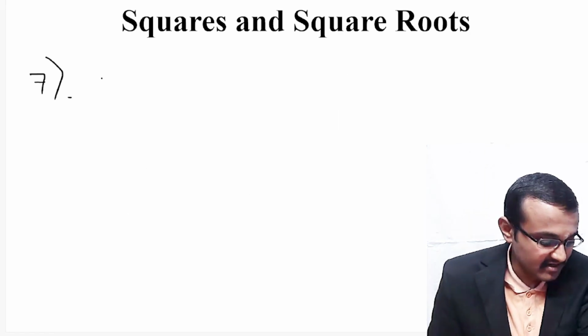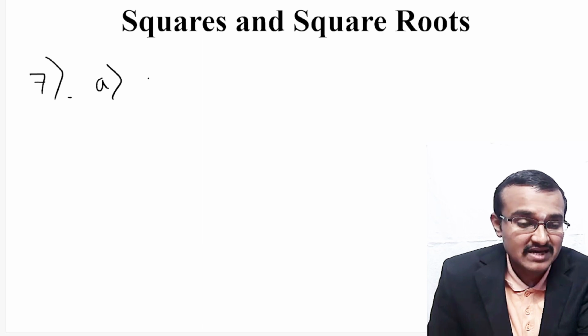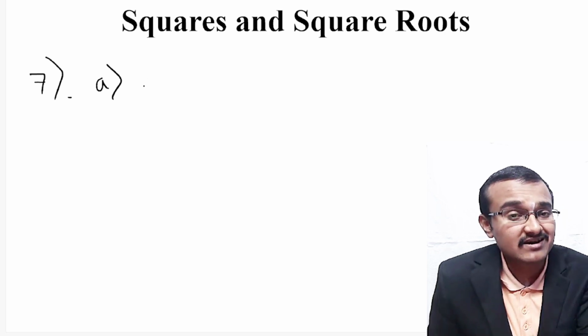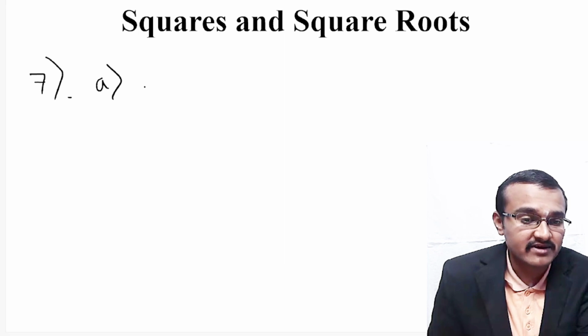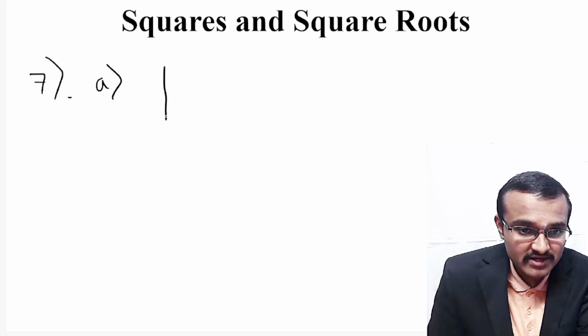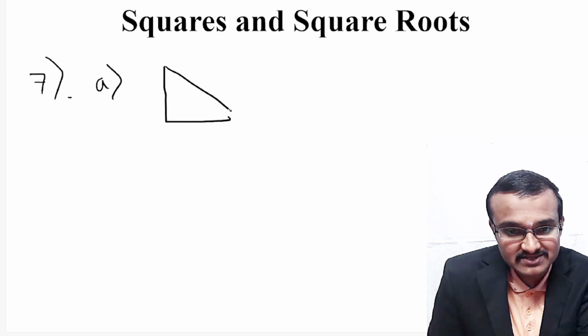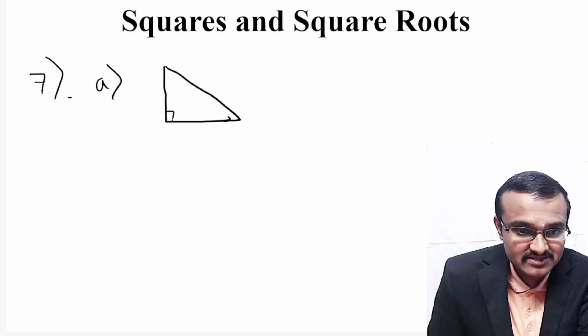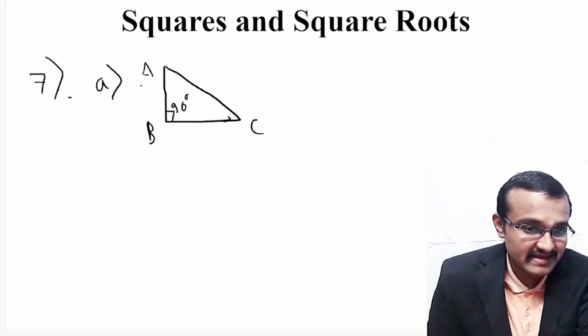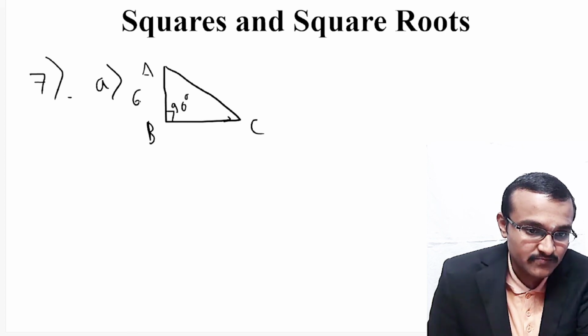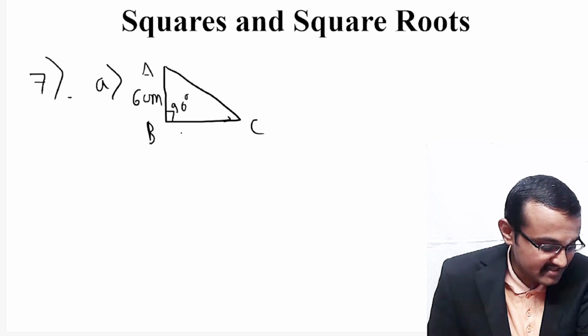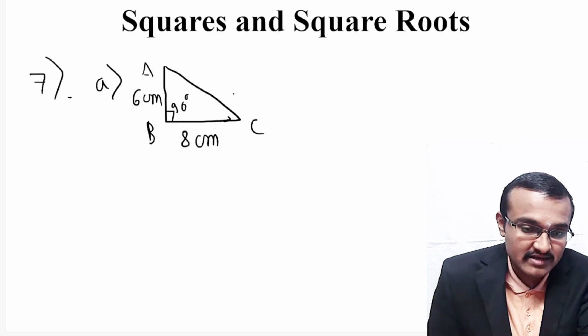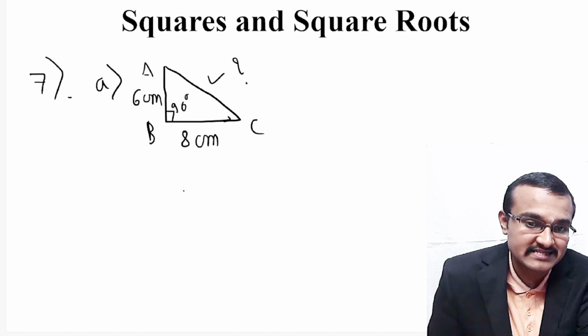In the 7th question, they have given two questions, A and B. In both the questions, they have given a right angle triangle and they have given values for two sides, and we should find the third side. If this triangle is a right angled triangle, it should be named ABC, and this B is 90 degrees. In question A, they have given AB equal to 6 centimeter and BC equal to 8 centimeter. They have asked to find AC.